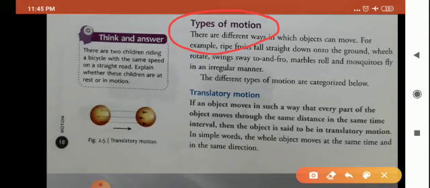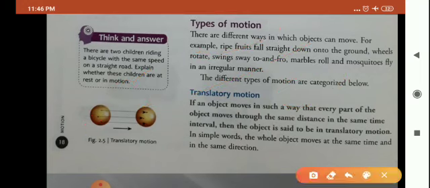So children, when you look around your surroundings, what do you find? You find that different objects are in motion. Yes or no? Yes. You will find that some objects are moving on a straight road, some are rotating, some are rolling, yes or no? So you find different types of motions. So here also we are going to study types of motion.